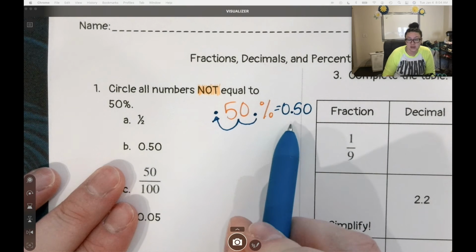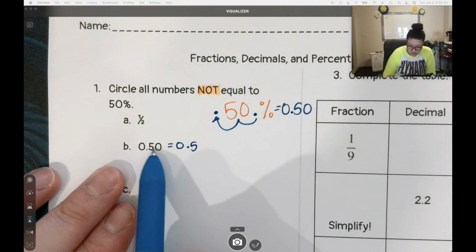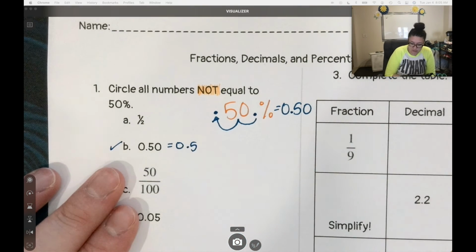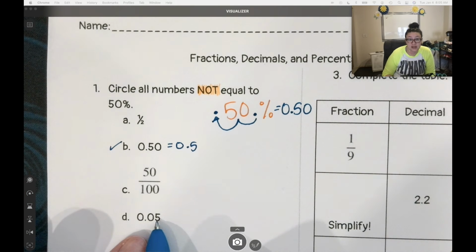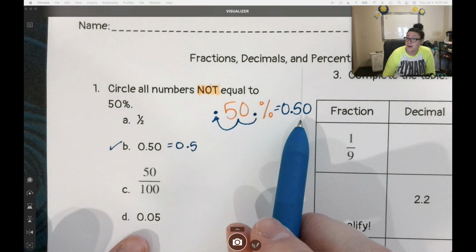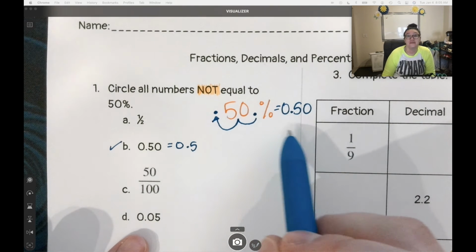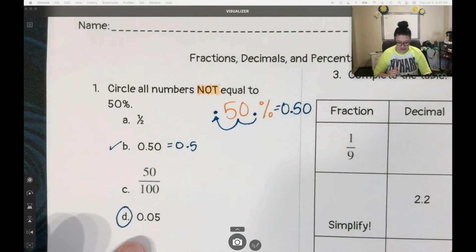Is that the same thing as B? Yeah. And if they had just written it as 0.5, that's the same thing too. Because it's 0 at the end, that doesn't matter. So B is equal. We don't want to circle that. We're looking for things that are not equal. But this decimal down here, 0.05, is that the same? Very similar. This is 5/100ths. This is 50/100ths, different numbers. So D is not equal to 50%. They are not the same. It says circle all numbers, so there might be more than one. We need to check to see.